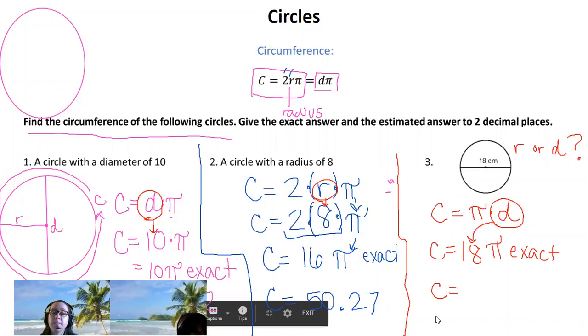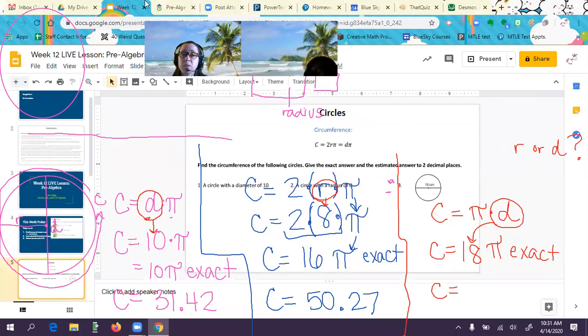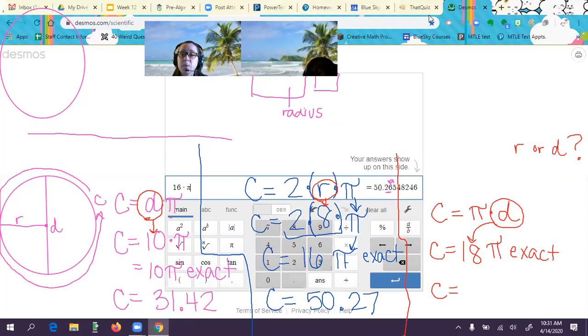What do you guys get? What do you think? Go to Desmos. Let's do it. Oh God, I accidentally muted myself. I accidentally muted you. Hold on. Oh, that happens. So we have it in there, guys. What would I round it to?